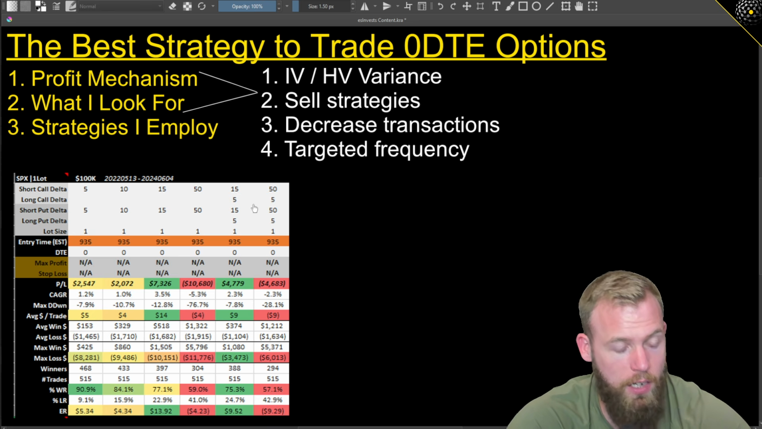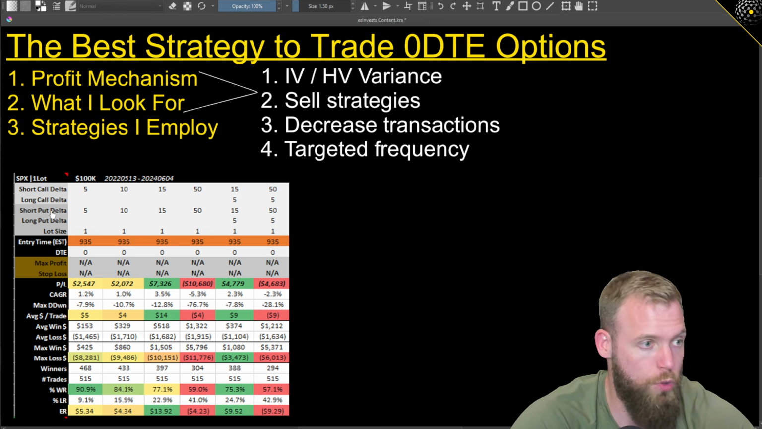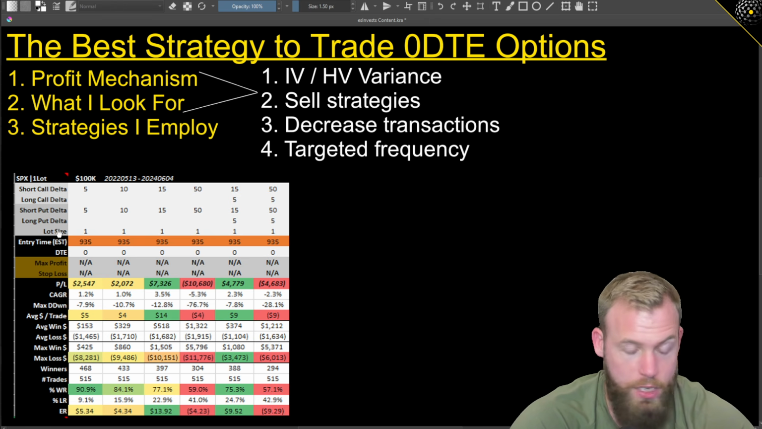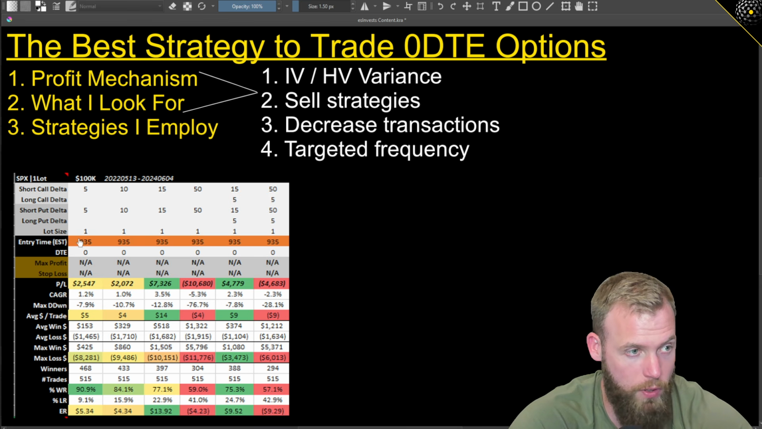So let's take a look at a couple trade examples here. We have different deltas for short calls, long calls, short puts, long puts. These are all one lots for ease, and the times of entry are in Eastern Standard Time. So this is 0935, right after the open.